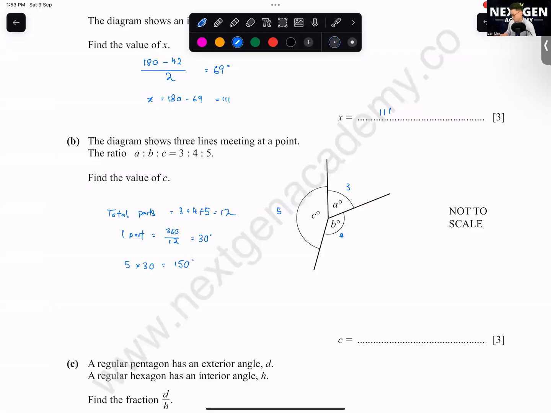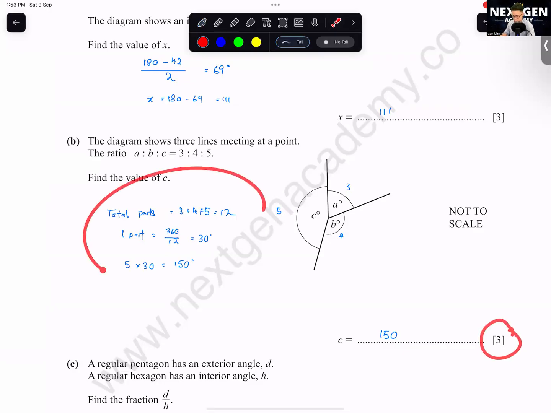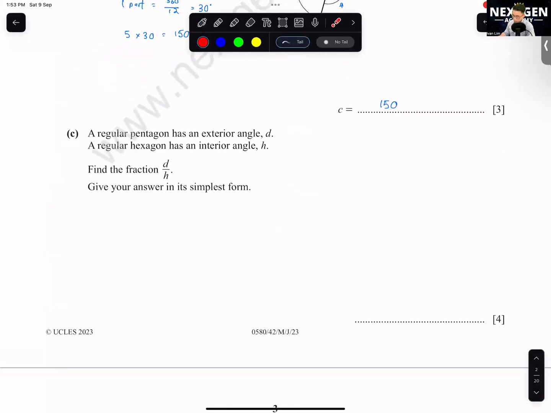If some of you do it straight away in one equation, totally fine as well. Just be careful when you calculate it. My tip for you is that if you see slightly more marks, like 3 marks, try to break it down. At least if you make a mistake, you still get some marks from one part, just in case.